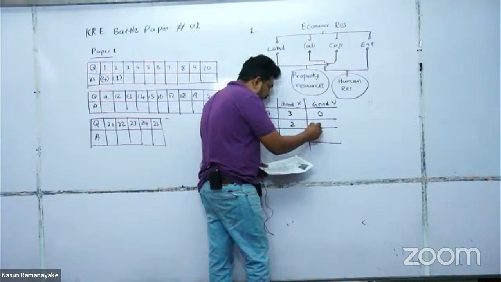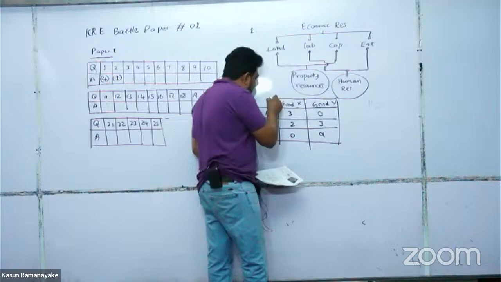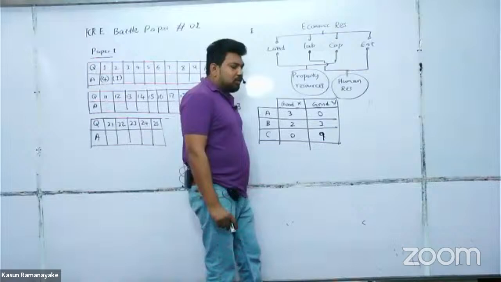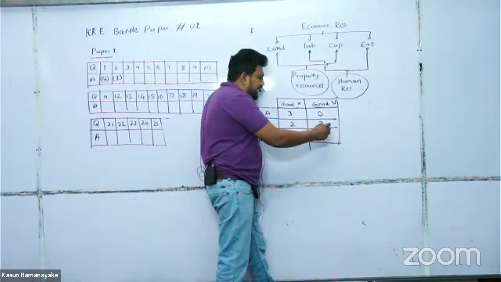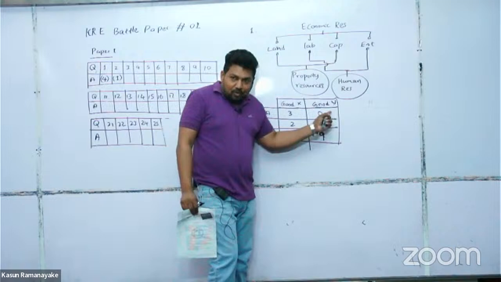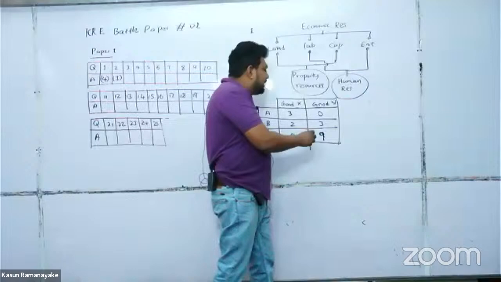3, 0, 0.8, 2, 3, 0, 9. Check whether this is constant opportunity cost or not. How can you do that? When you are just looking at it straight away, you cannot see that this is a constant opportunity cost, because opportunity cost is the number of goods foregone from the other good when the production of one good is increased. Whether that number is equal or not, that is what we have to test.